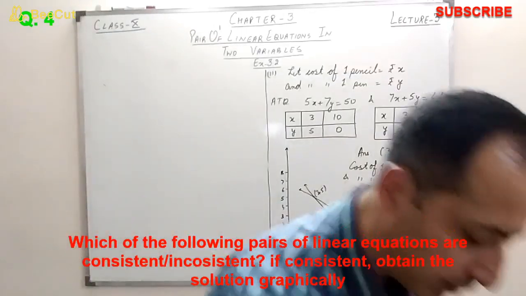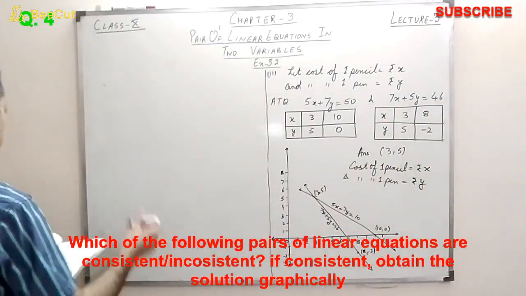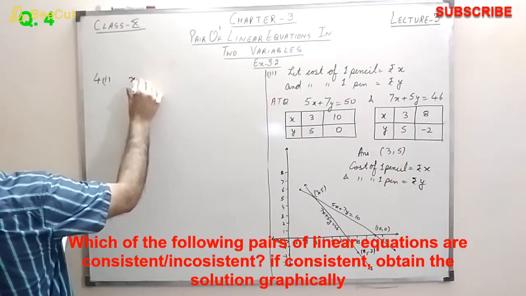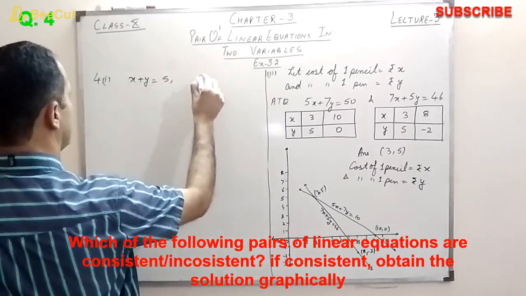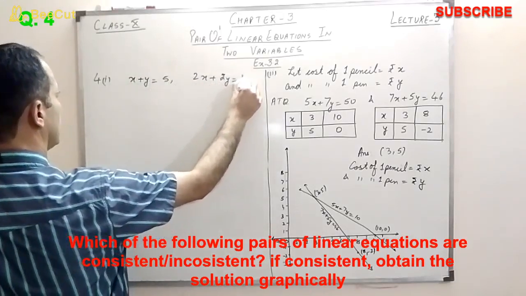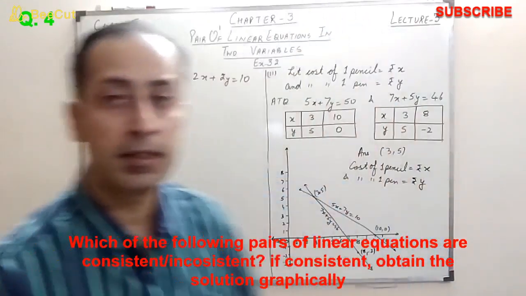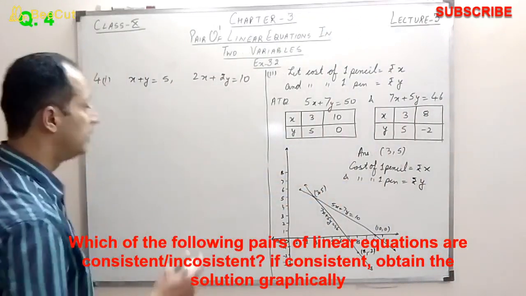Let's see the first part of the fourth question. It is given as x plus y equals 5, and the second equation is given as 2x plus 2y equals 10. So now how to check if the solution is consistent or not? We compare the coefficients, we find the ratios of the coefficients, right?